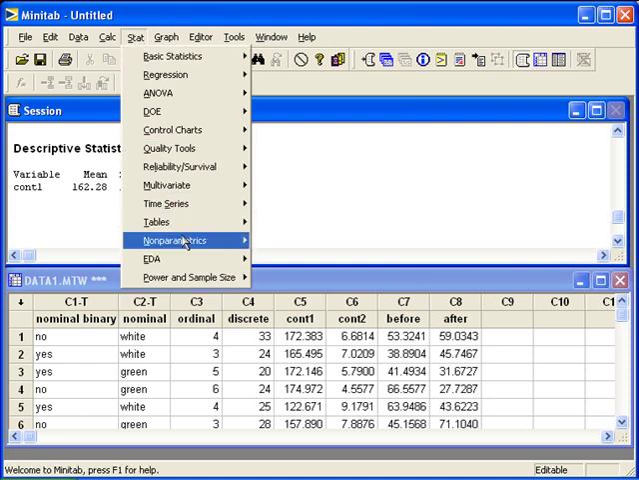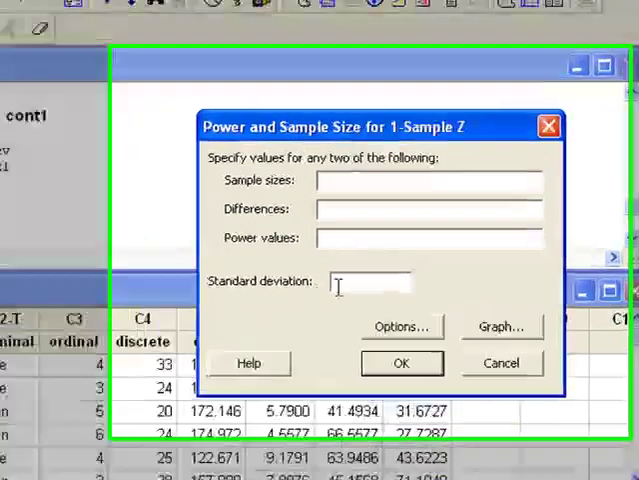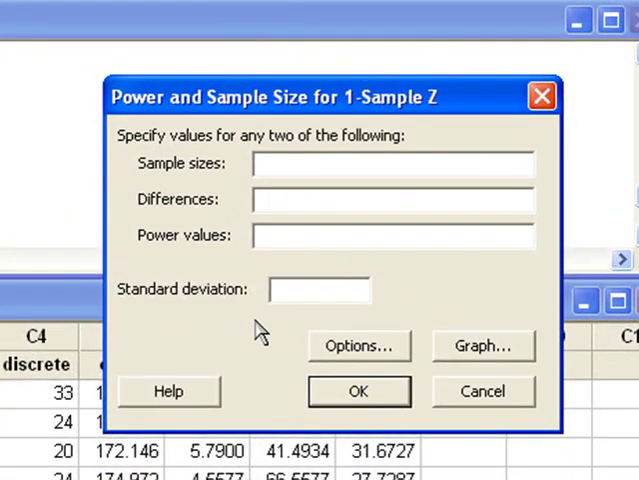With this information, we can go to the Stat menu, select Power and Sample Size, and we'll choose one sample Z, because we also know the population standard deviation sigma is equal to 20. I'll enter that population standard deviation first. We were also given the power value of 0.80. If you're given the value of beta, power is 1 minus beta.